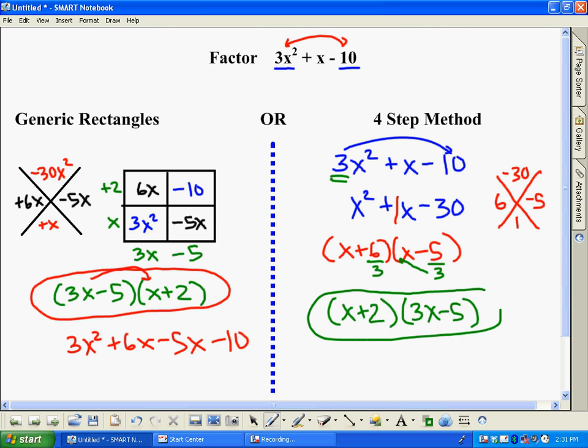Okay, and you'll notice here, I can either use generic rectangles or the four-step method, and what do I get? I get 3x minus 5, x plus 2. 3x minus 5, x plus 2. It works either way there. So I'm going to do this one more time, show you each method here.